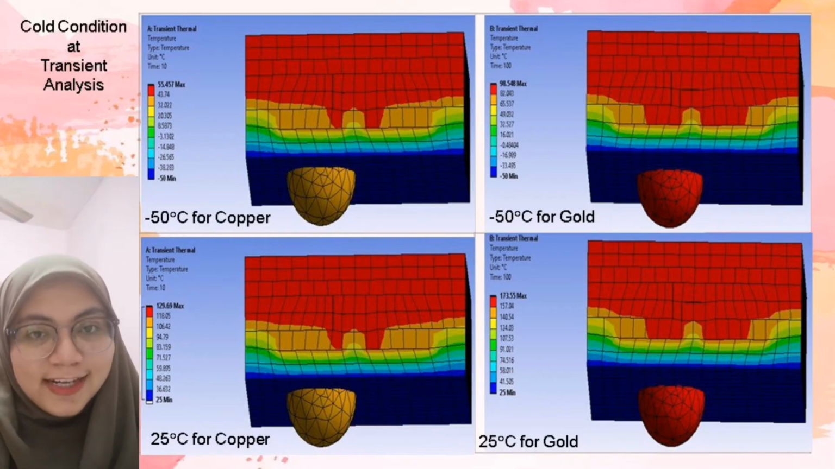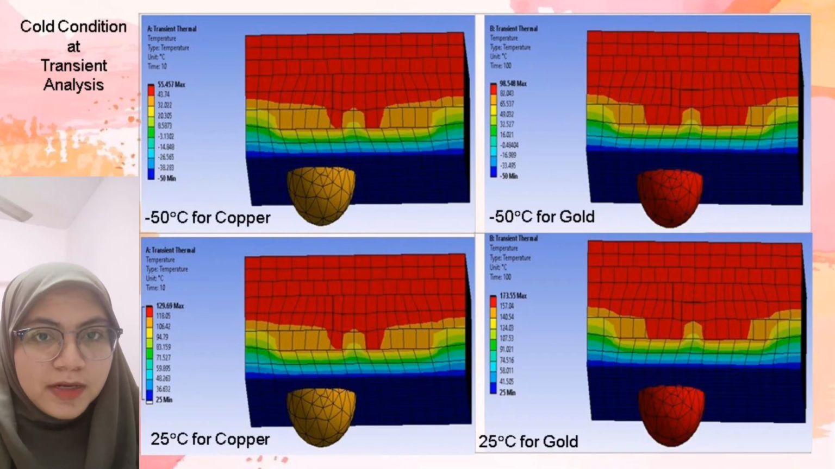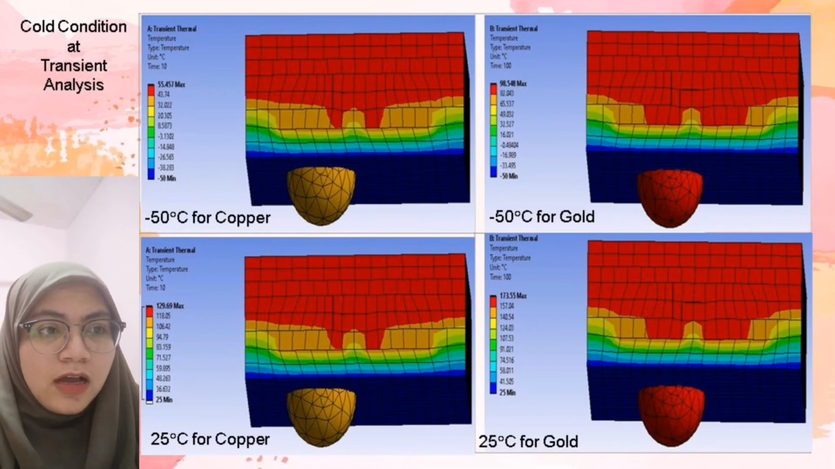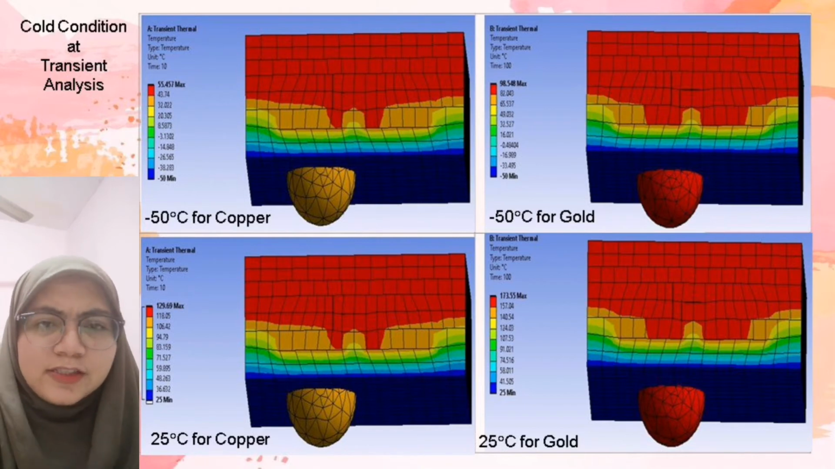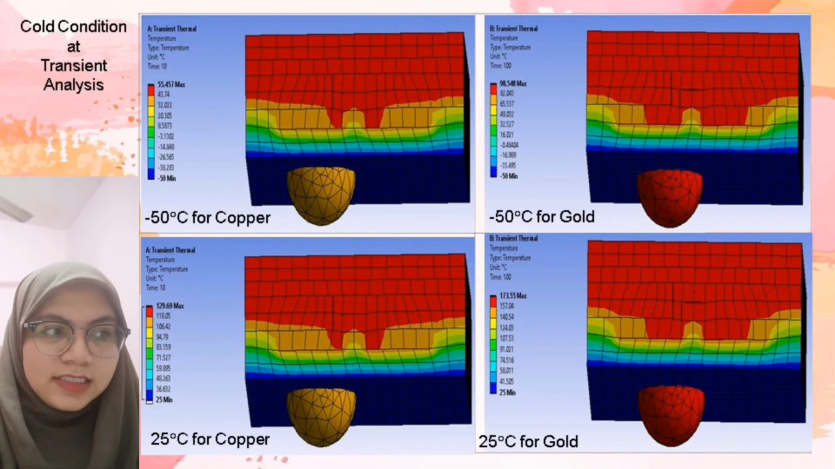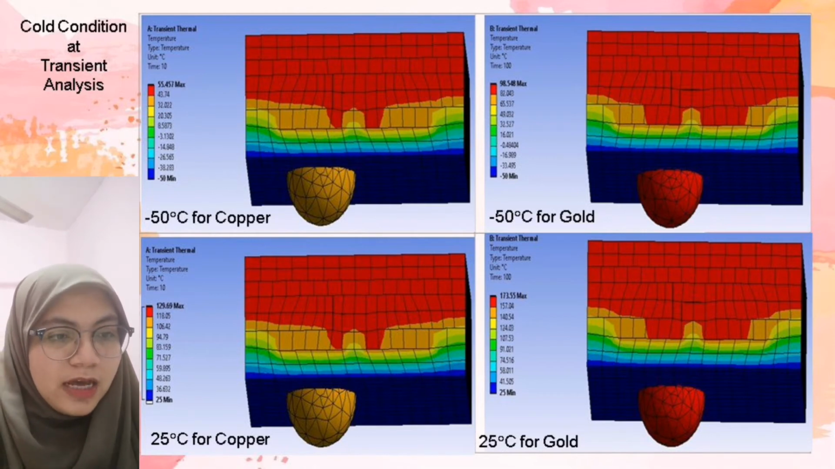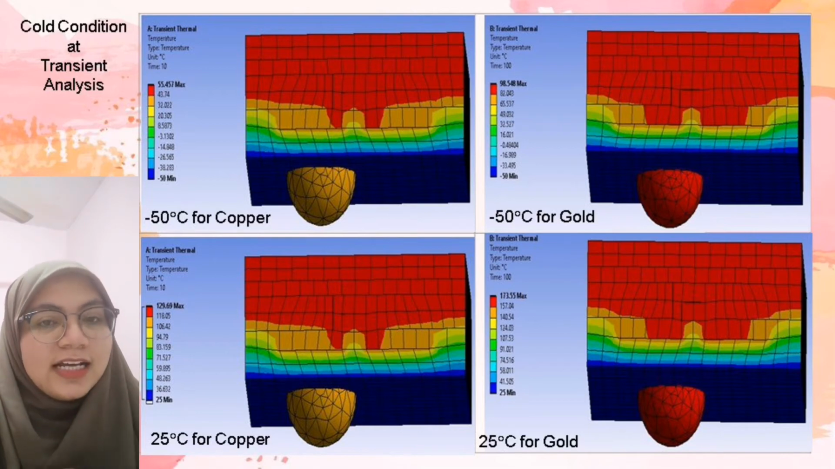Next, for the transient analysis, we can see in the cool condition, even though we apply a lower temperature, which is negative 50 degrees Celsius, the temperature rising in the package itself can soar up to 98.548 for the gold, while for the copper itself, the temperature rising is almost 55.457 degrees Celsius. While when we apply 25 degrees Celsius to the copper and the gold, we can see the temperature rising more than 100 degrees Celsius.